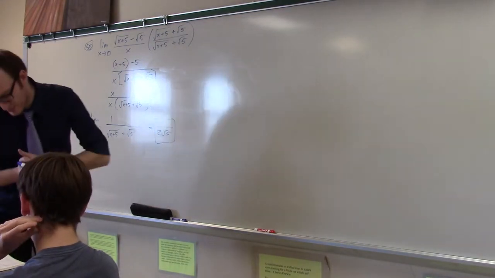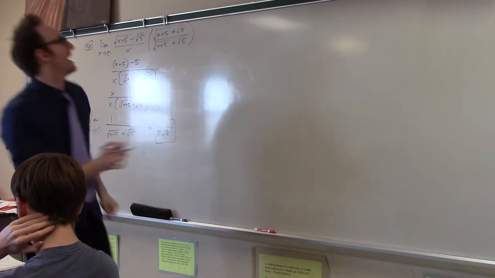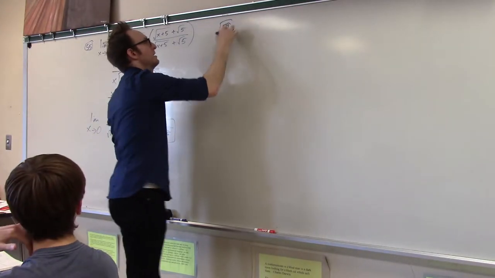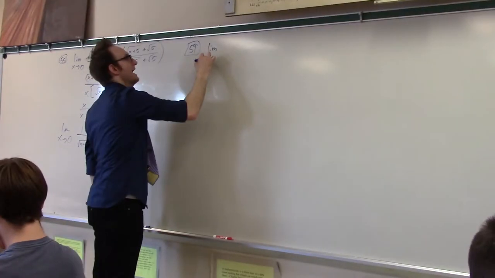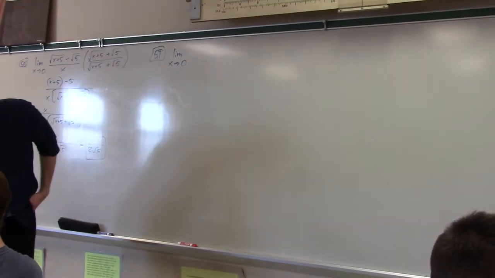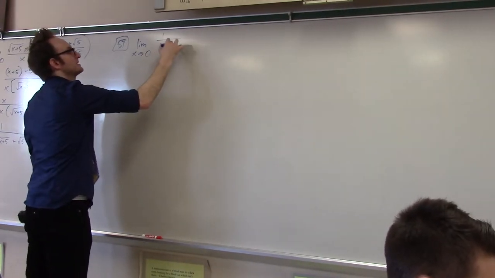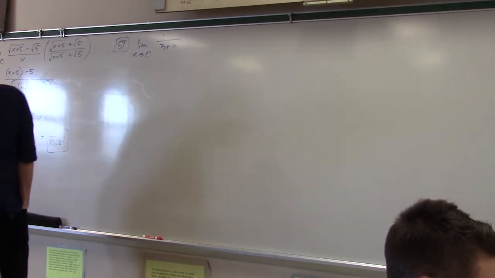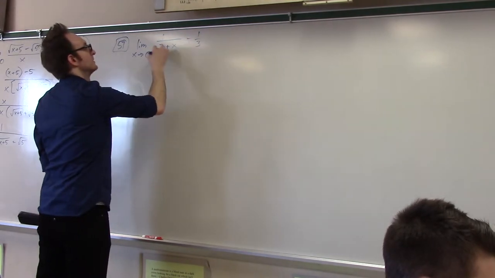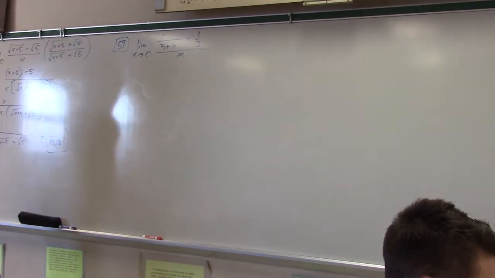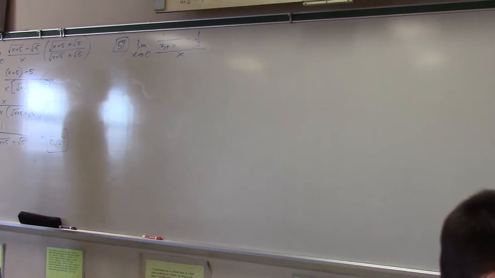More. There was another one someone said. Let's do 59. I think 59 was also algebra. 59 was the limit as x goes to 0 of 1 over 3 plus x minus 1/3, over x. This was the problem? Yes. Okay, so try to plug in 0, what happens?